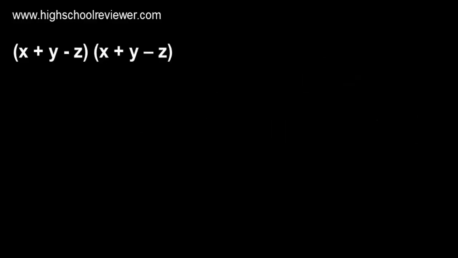The square of a trinomial. Our given, we have the quantity x plus y minus z multiplied by the quantity x plus y minus z. Our given here, this can also be written as the square of a trinomial. So our trinomial will be x plus y minus z. And then just raise this to the power of 2.